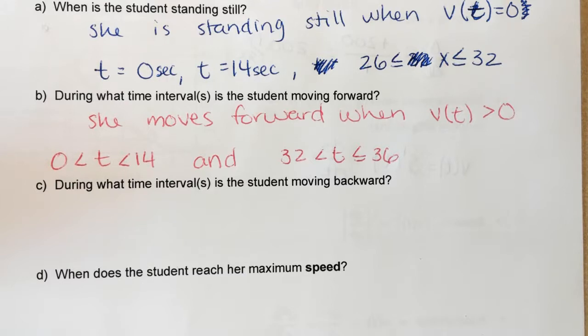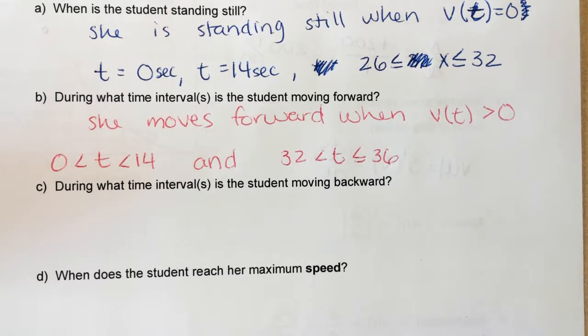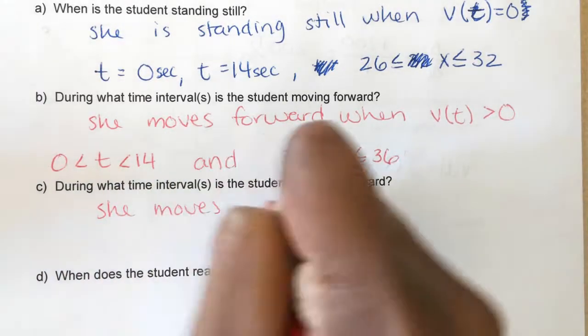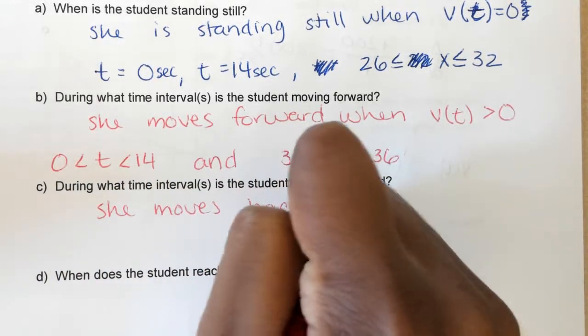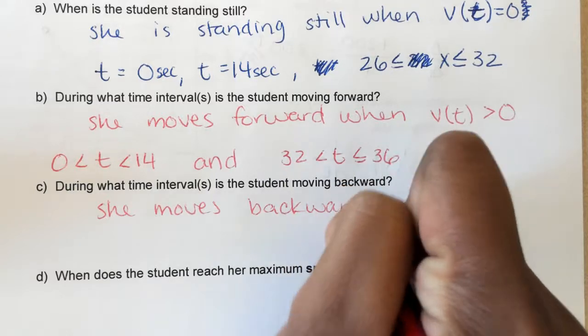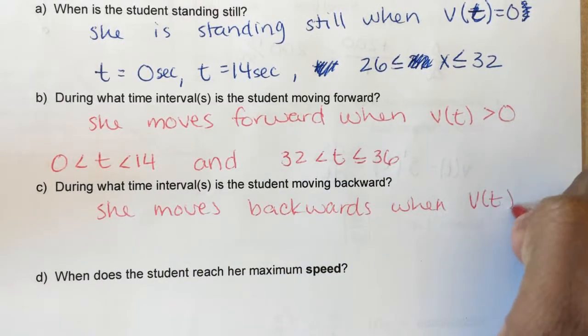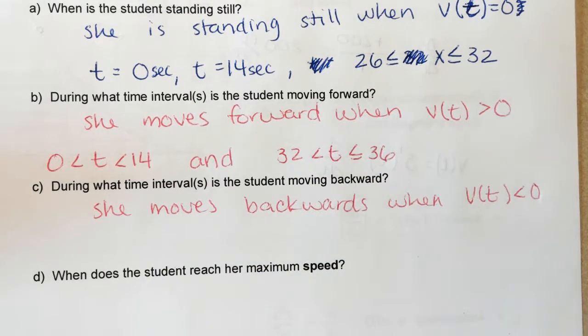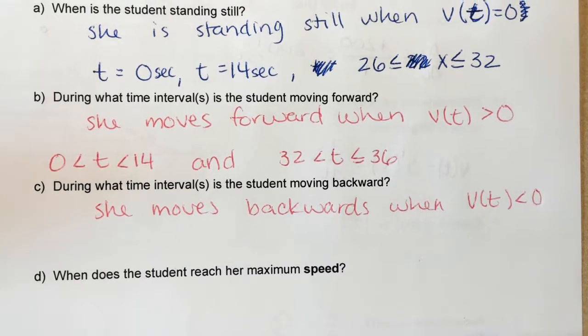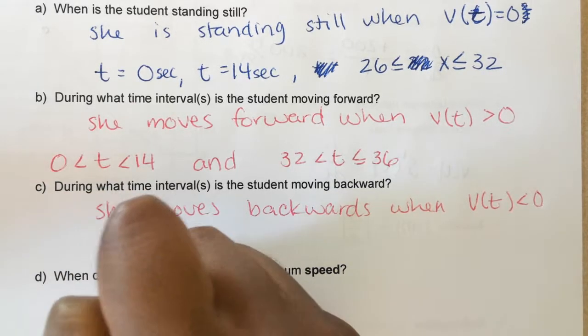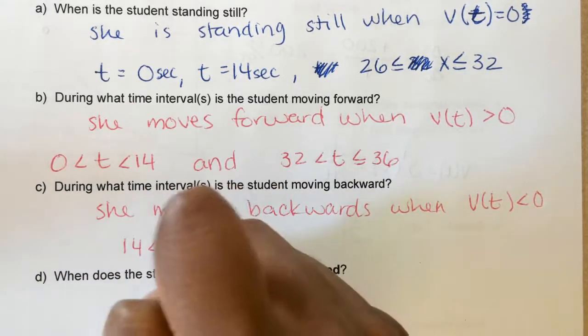Now we know when she's moving backwards, that's when our velocity is negative. So she moves backwards when v of t is less than 0. And from our graph, we know that happens from 14 till about 26.